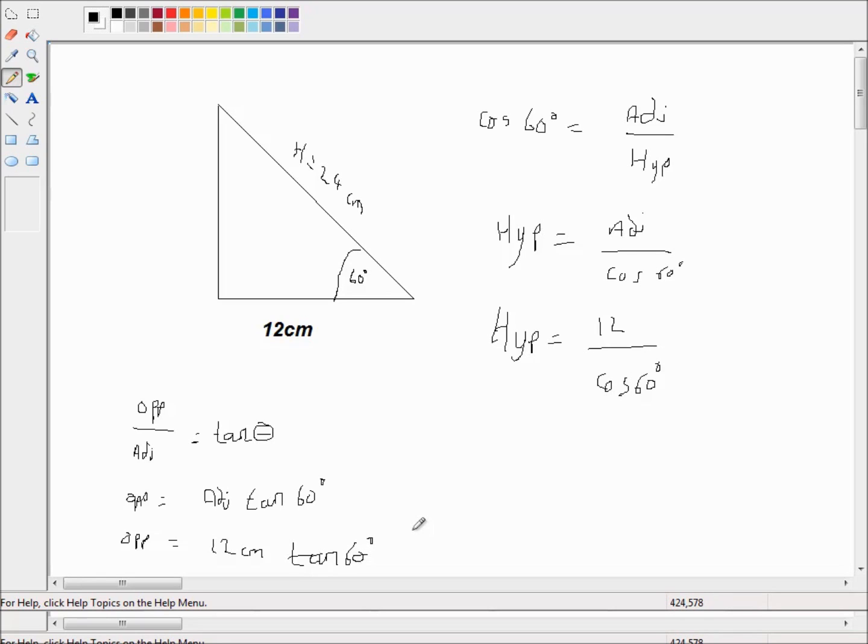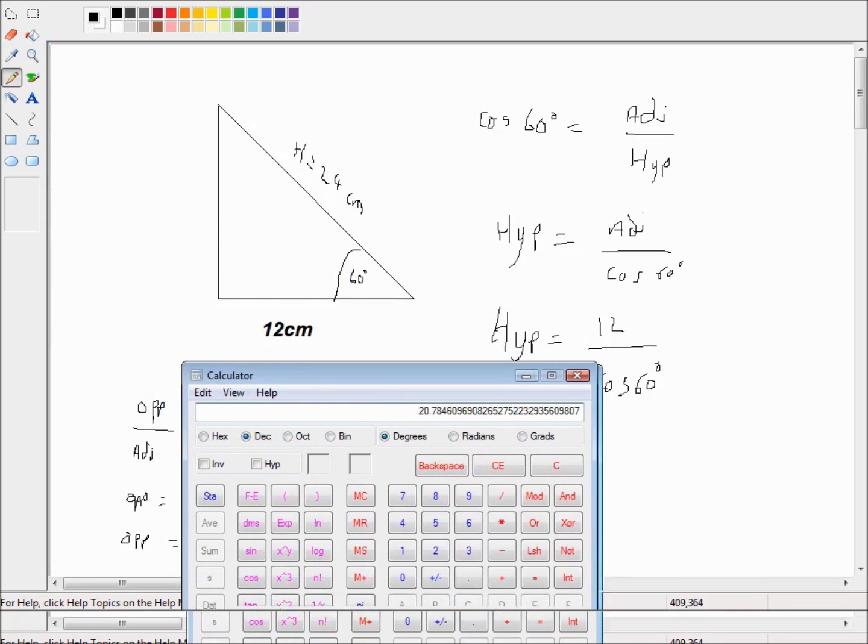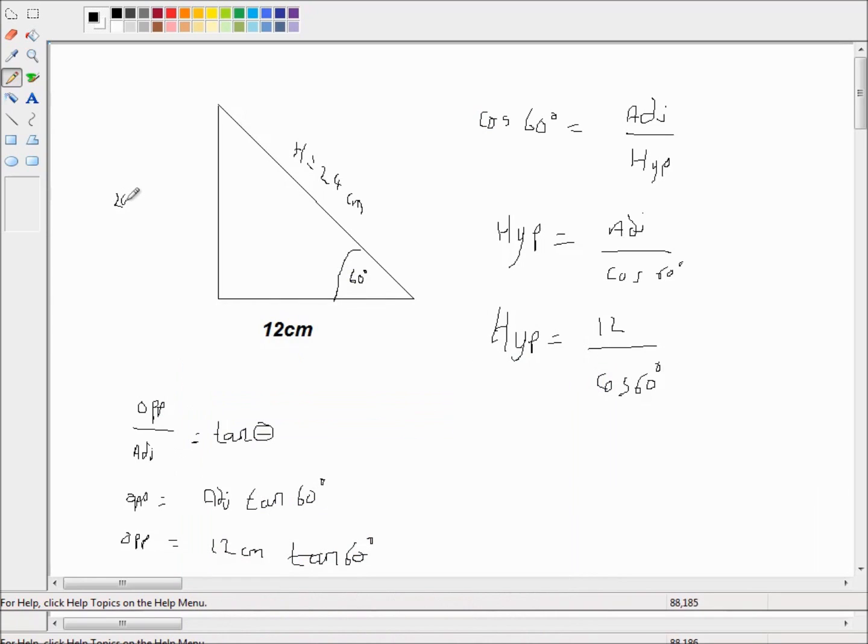And again, it's time for our scientific calculator. Okay, so once again, the first thing we need to do is check that it's set to degrees, which it is. And then we can type in 12 times 60 and tan. And that's equal to 20.78. So this is 20.78 centimetres.